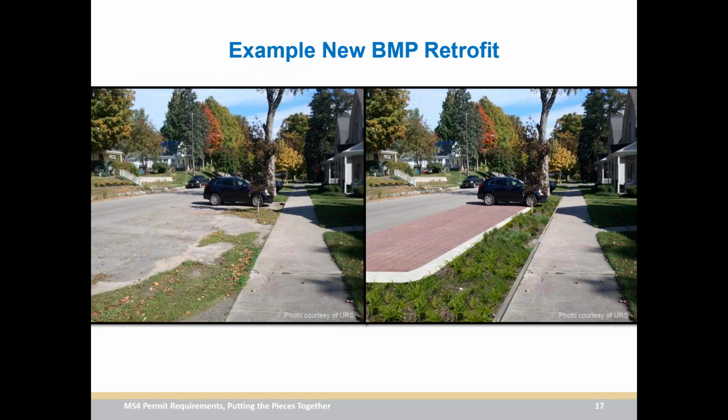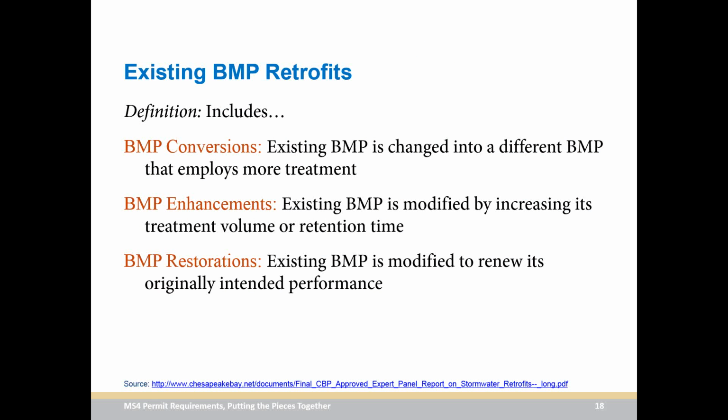This is an example of a new BMP retrofit. For example, you can see that this residential road had a parking area that's getting overgrown with weeds. We've implemented a permeable pavement and bioretention cell, and as you can see, that's now providing water quality treatment as well as volume treatment for an area that would previously have been ponded. So those are new BMP retrofits.